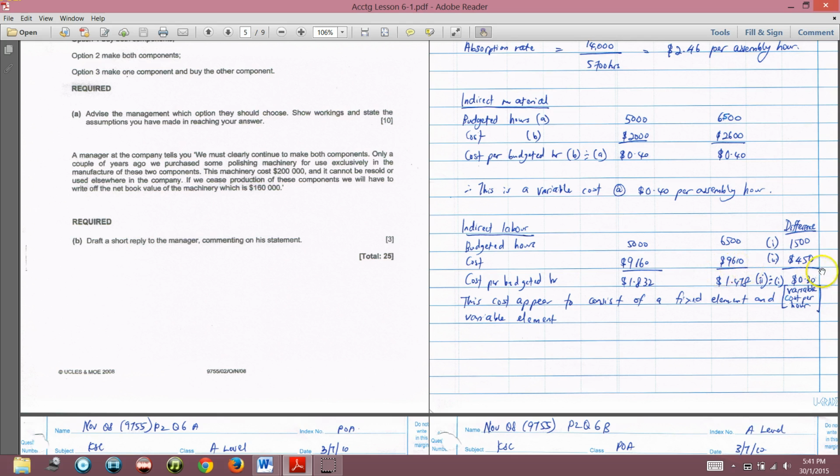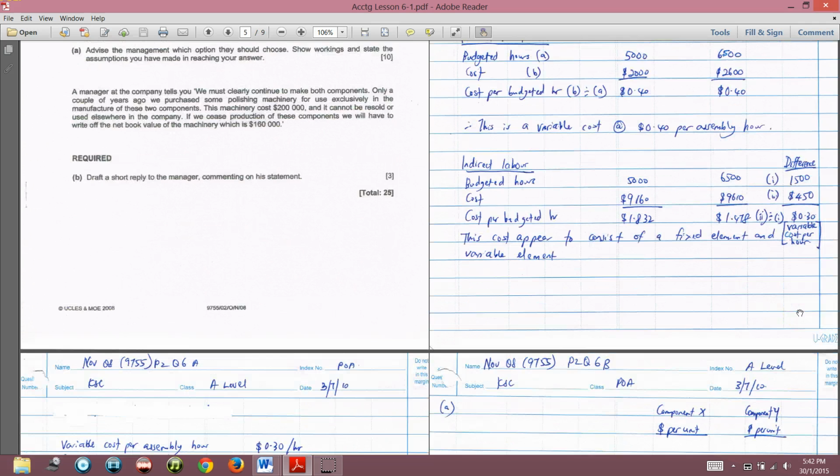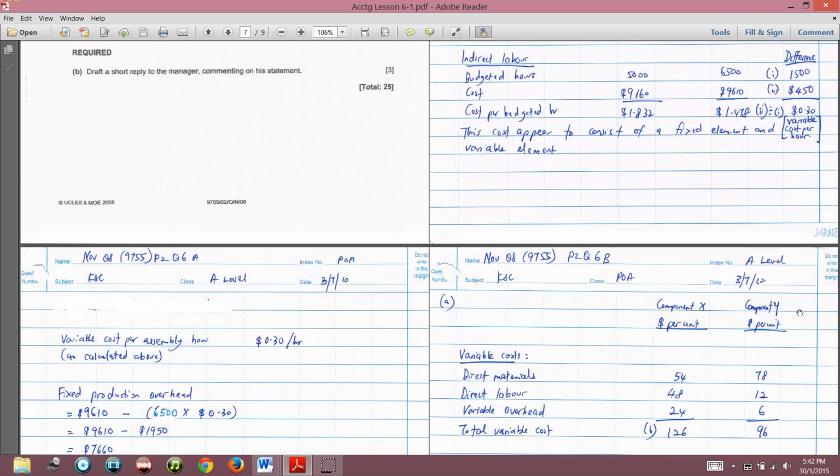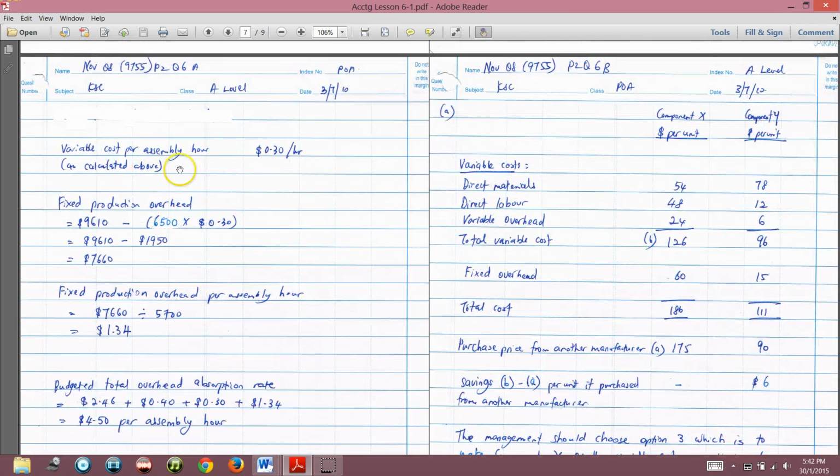which is 450, divided over this increase of 1,005. So that means your variable indirect wage cost is 30 cents per budgeted hour. So from here we know that the variable cost is 30 cents per hour. So what is the fixed cost? Variable cost per assembly hour is 30 cents per hour as calculated there.